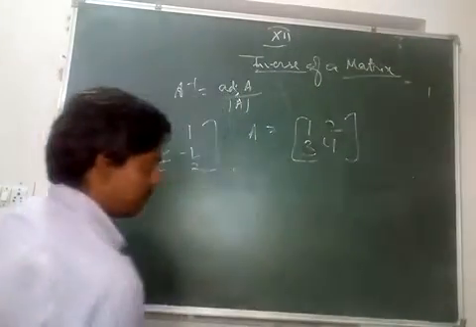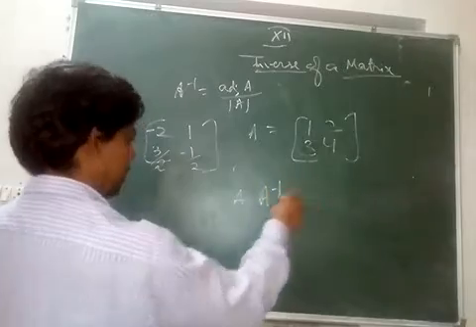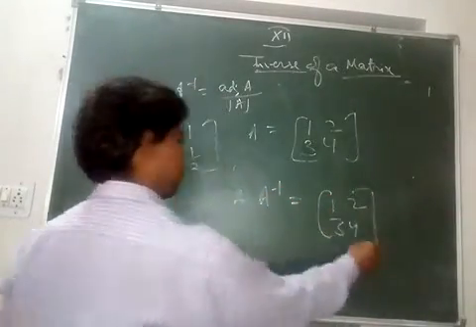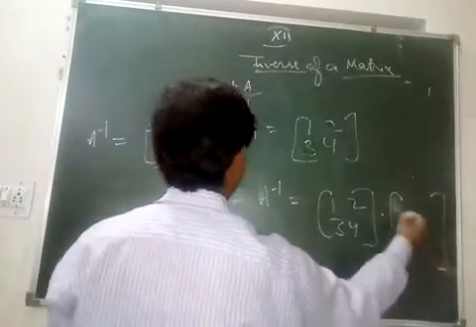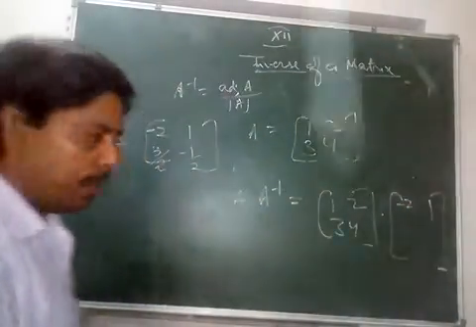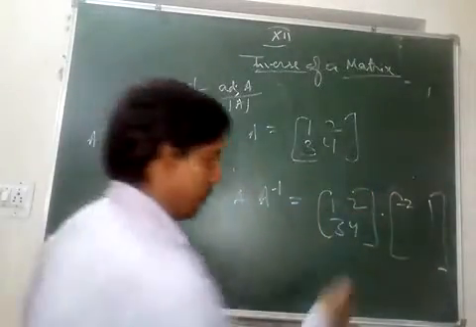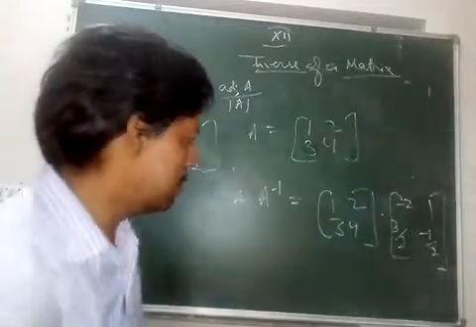Because that is the definition of inverse. So A into A inverse. We are getting 1, 2, 3, 4. Multiply this by minus 2, 1, and 3 by 2, minus half. Multiply the two. What will you get?